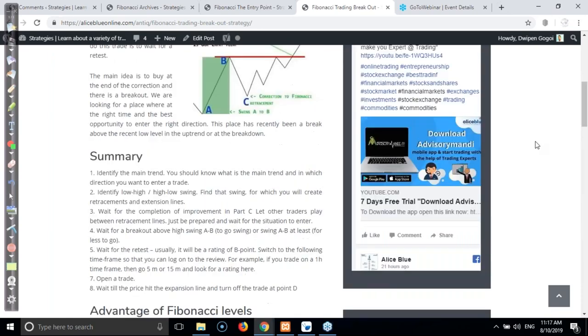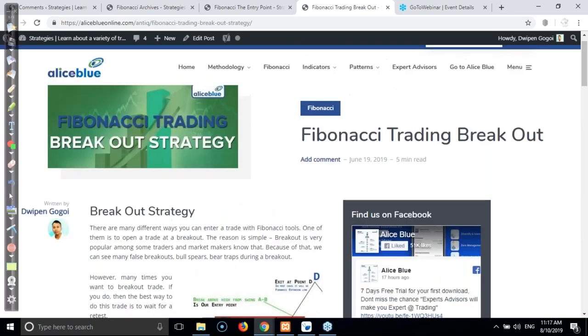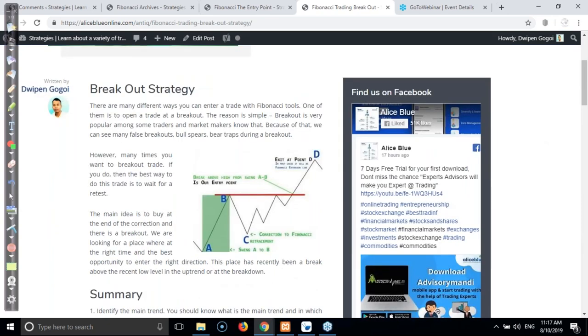Is it clear, the Fibonacci entry point? Now, let's check the breakout trading strategy. So the breakout trading strategy basically means we are calculating 0 to 100.